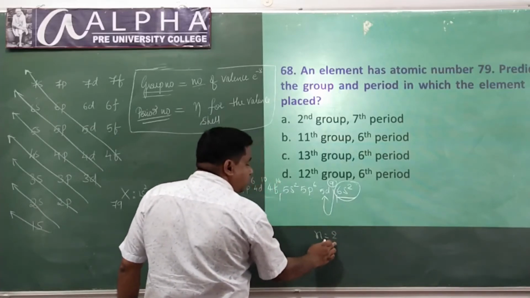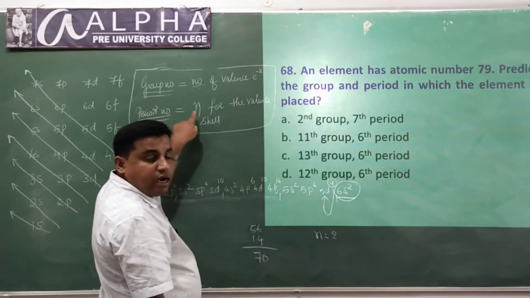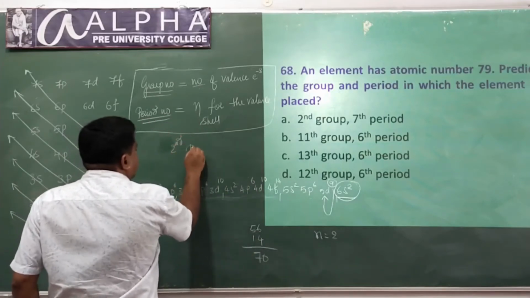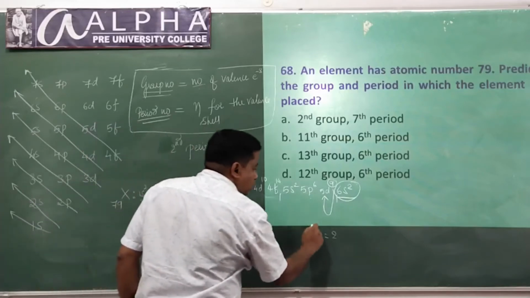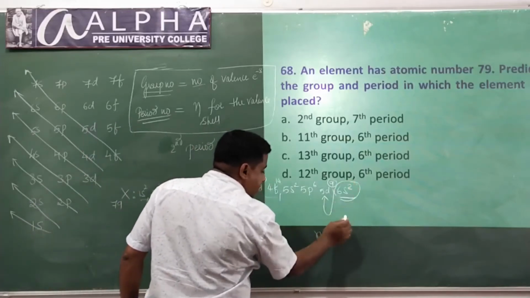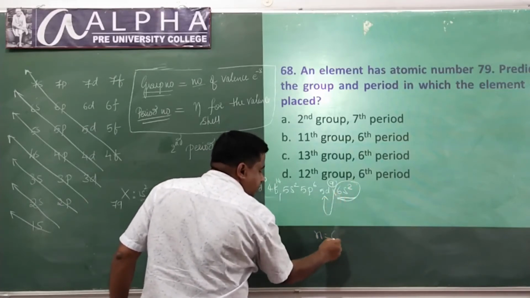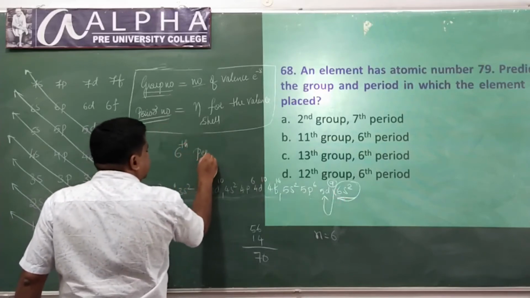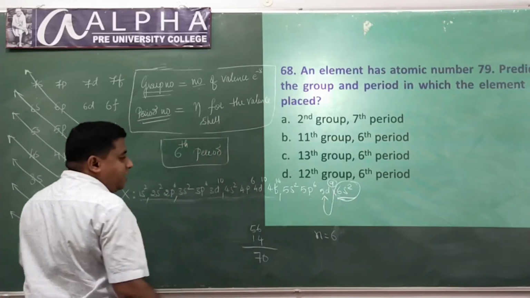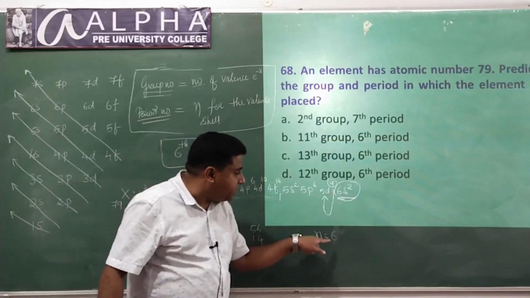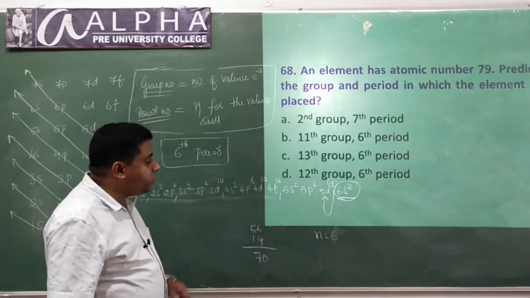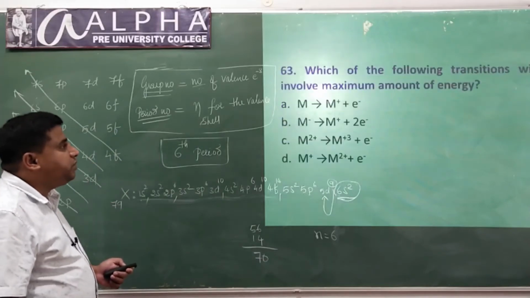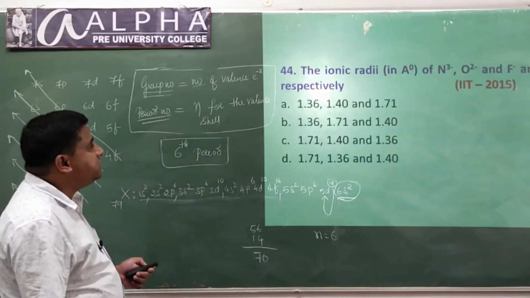If the value of n is 2, then it belongs to the second period. I'm sorry, the value of n for the valency shell is 6. That means the element belongs to the sixth period. And the electronic configuration for the valency shell is 6s2. You can just check it with the periodic table. You can directly get the answer.